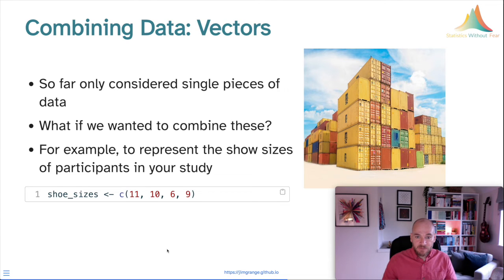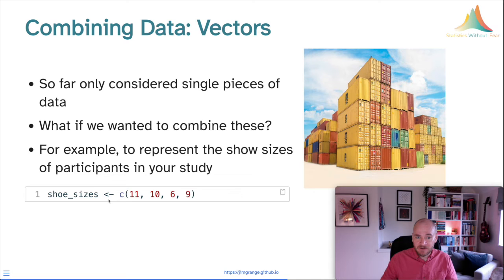So if we want to combine data elements into a single vector, what we do is we use this c function. So we'll type c and then we'll open brackets, and then we'll put into those brackets the data elements that we want to put into that vector. So for example, let's represent the shoe sizes of participants in a study. Got no idea why you'd want to do that, but let's say you collect that data for some reason. You can create a variable called shoe_sizes. Notice the snake case that we're using here for readability of the variable name.